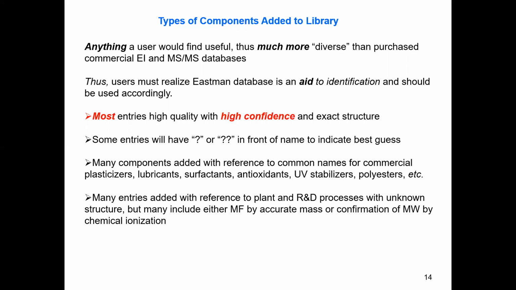Many entries are added with reference to plant and R&D processes with known structure, but many include either the molecular formula or accurate mass or the molecular weight by chemical ionization. So if we get that, but we still can't identify it, it's a really good place to archive that information, because one day you might be a little smarter because you know something additional about the sample, and you can use that information that other people have spent obtaining to come to an exact structure in the future. And we just re-add it to the library and take out the old one automatically.